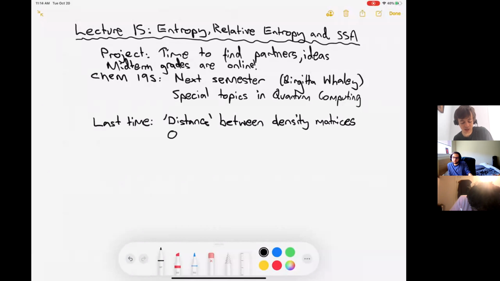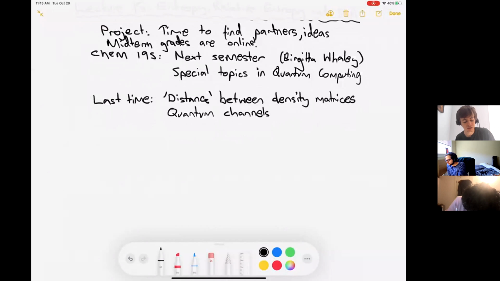And the second thing we talked about was quantum channels, which are really just how density matrices evolve in time. Pure state evolution is just unitary, but when you have density matrices, that evolution can be noisy, information can be lost from the system and disappear out into the environment, and so the right notion is quantum channel. Okay, today we're going to be focused on really one big topic, which is entropy.